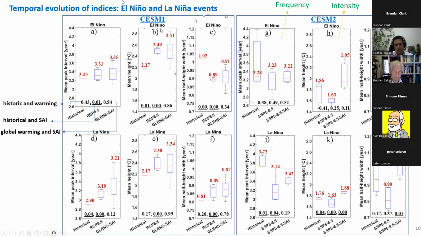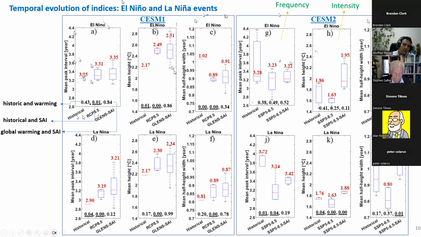You can see here two different panels. The left one shows the results from CIS1, and the right is for the CIS2. In each of these panels, the upper row shows the results for the El Niño characteristics, and the lower one is for the La Niña. And in each of these rows, we have three different subplots which are pertaining to the frequency, intensity, and duration respectively. On the y-axis, we have the characteristics. On the x-axis, we have the scenarios.